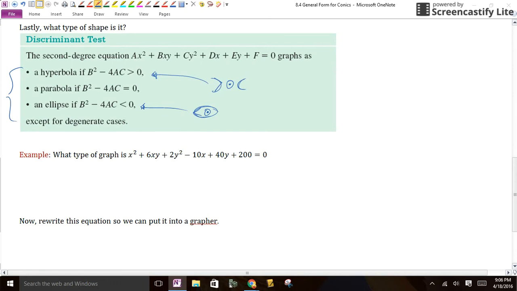So look at this problem here. It says, what type of graph is it? Well, there's your A. There's your B term. That means we're in trouble. And here's your C term. Okay, what kind of graph is it?